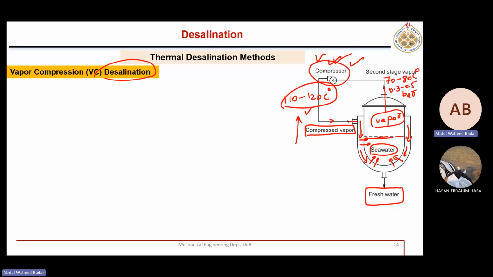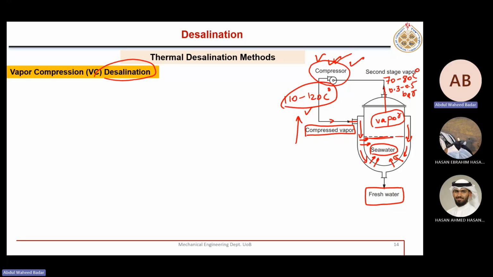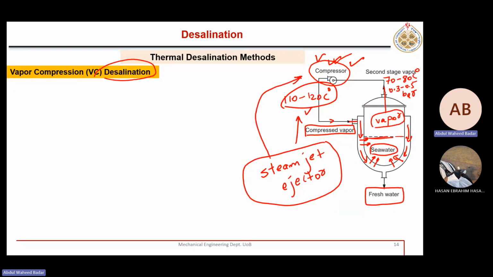There is another system, because you already covered how a nozzle operates, so you can understand there is another type of compressor which is called steam jet ejector. Okay, so this can be used to compress the vapor. So this compressed vapor has a high temperature and is reused to heat that seawater in that vessel. And during this process, the vapor condenses.